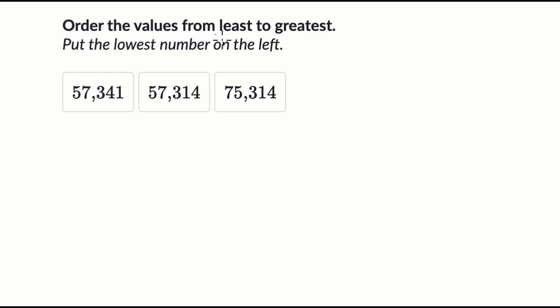Order the values from least to greatest. Put the lowest numbers on the left. So pause this video and try to do that. All right, if you're doing this on Khan Academy, you could drag these things around, but it's good that I'm going to be able to write this out.